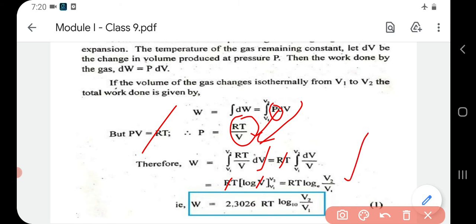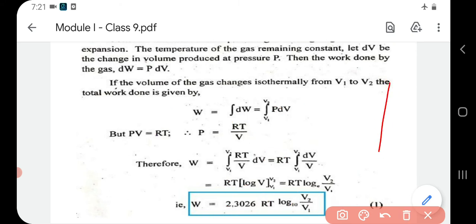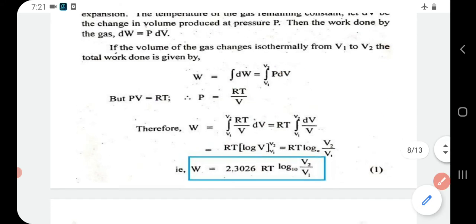And now, in order to convert this natural log to log 10, you have to multiply by a constant, that is 2.3026. So the final expression for work done by an ideal gas during isothermal expansion is 2.3026 RT log to the base 10 of V2 by V1. It is a very simple derivation.